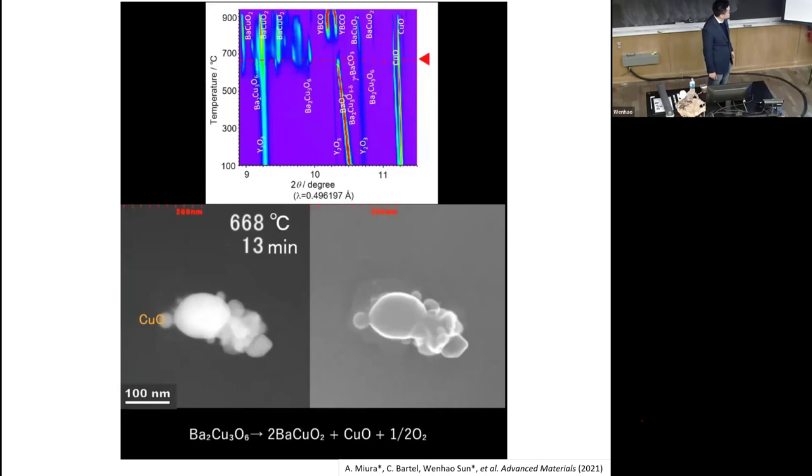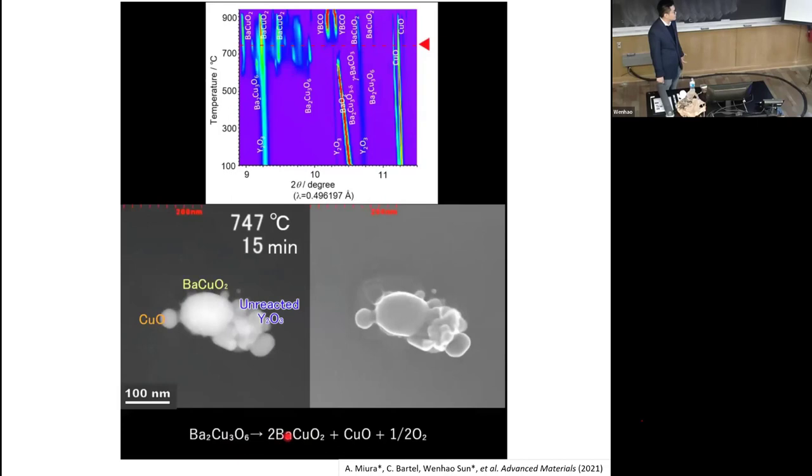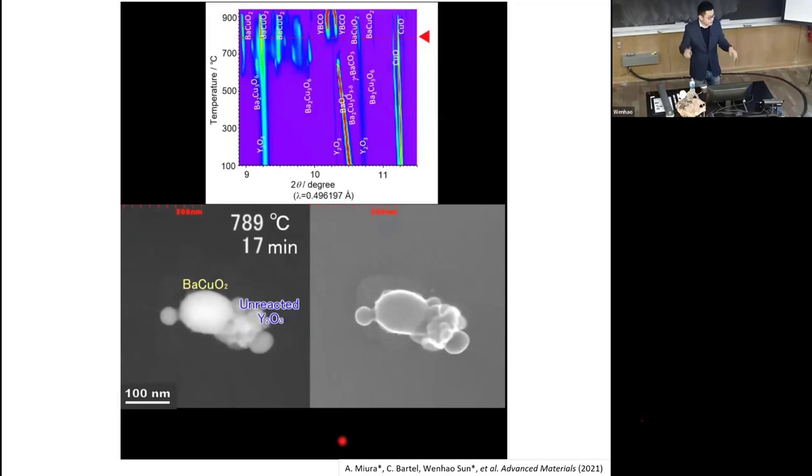It starts ejecting these bubbles. And these bubbles are little copper oxide bubbles. This is a peritectic decomposition, peritectoid decomposition of barium 2 copper 3 O6 to barium copper O2 plus copper oxygen. But remember, during this whole time, yttrium oxide, a refractory oxide, has not participated in the reaction yet.